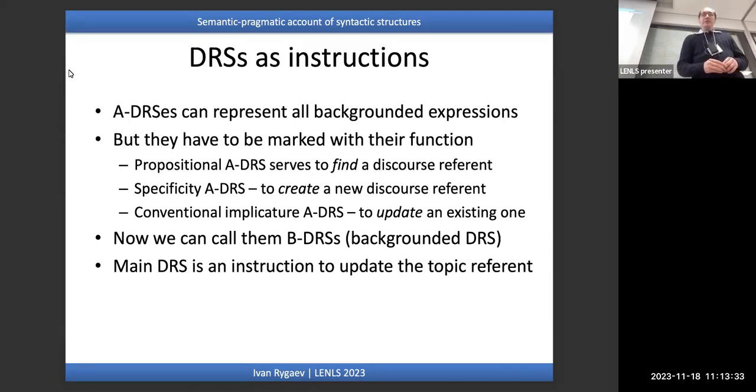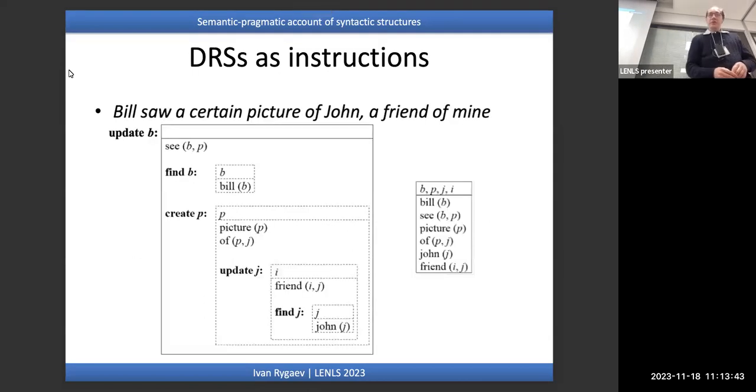And also we can treat the main DRS as an instruction to update the topic referent of the sentence. So here is an example which includes all three types of instructions. Like, we saw a certain picture of John, a friend of mine. So we have this presupposition, it comes from the proper names B and John. We have a specific condition for the picture, which corresponds to the instruction to create the discourse reference. And you have a conventional implicature, which serves as a background update, and we have the main update of the topic, for example, over here.